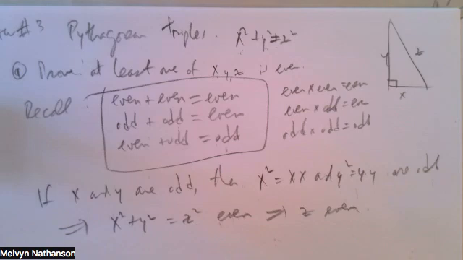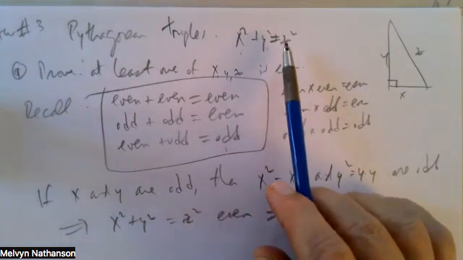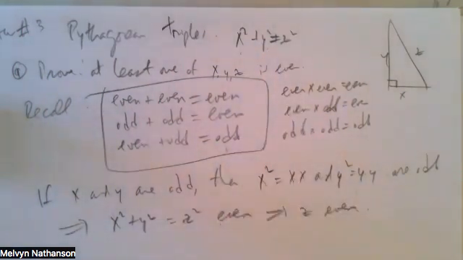Again, if you look at the problem carefully, it says a Pythagorean triple is a triple of positive integers x, y, and z. So in this problem, x, y, and z are not only numbers, they're integers, they're whole numbers. It's not specifying anything about a length or anything. It just says they're positive integers.